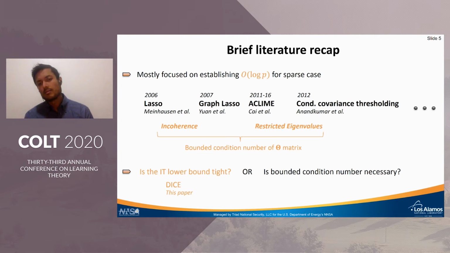These two and many of the other conditions that people usually assume all seem to have at least one common underlying factor between them. They all seem to imply that the condition number of the precision matrix is bounded, which is not something that appears in the information theoretic lower bound, which leads to the natural question, is the IT lower bound tight? Or is the bounded condition number necessary? We answer in this paper this question by constructing an algorithm called DICE, which attains the information theoretic lower bound as it is right now, without dependence on condition number, thus closing this sample complexity gap debate.